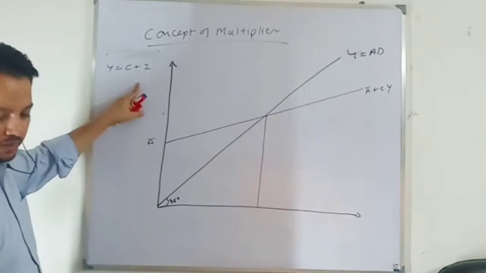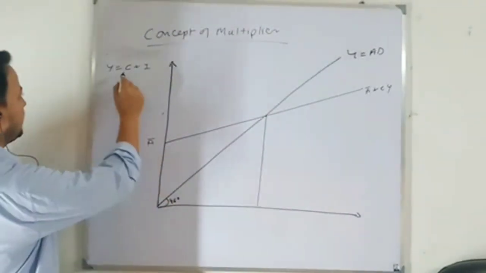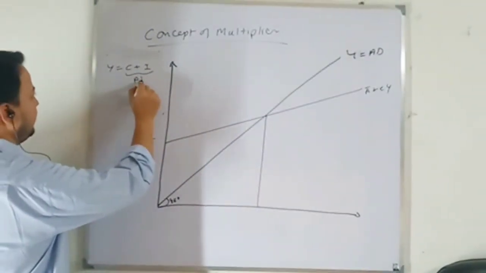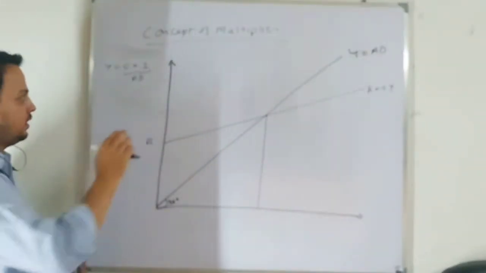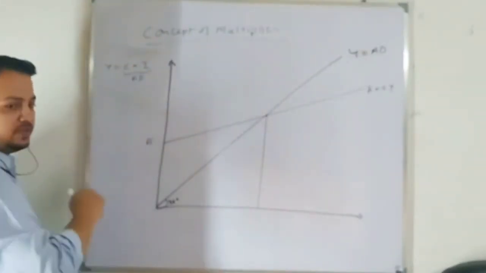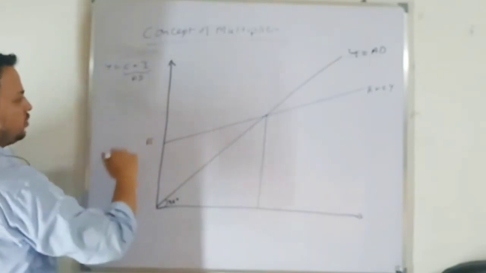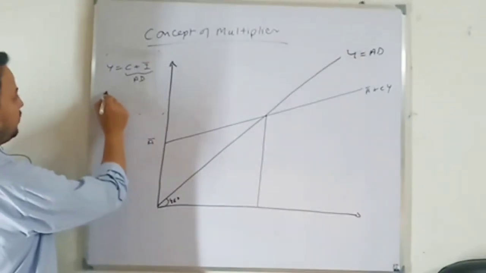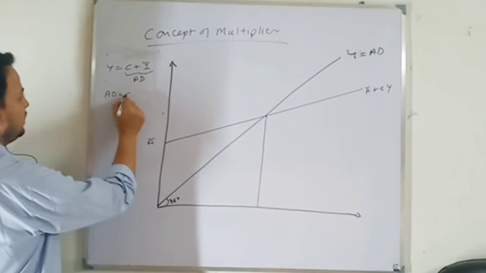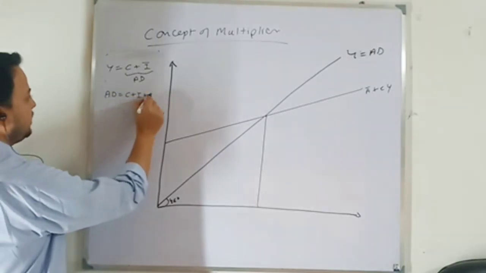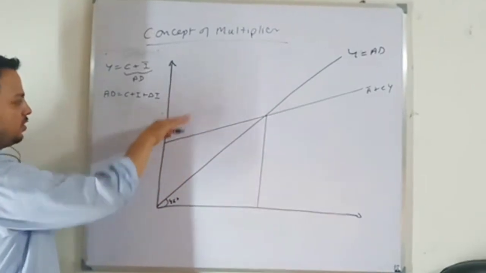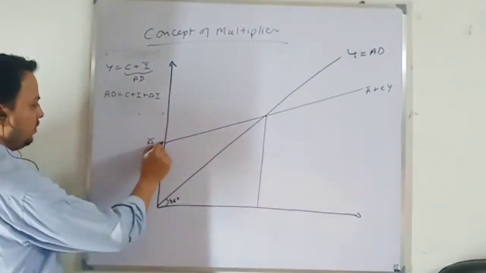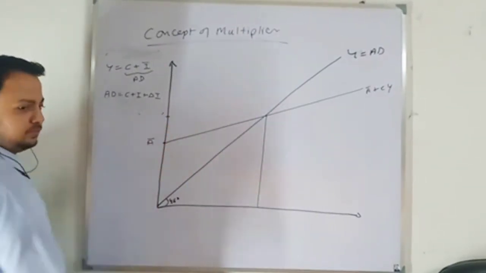This is my aggregate demand for this line, C plus I. Next, I am saying that this autonomous investment increases. So when this autonomous investment increases, what aggregate demand will I have? C plus I plus change in investment. So this schedule will shift up. Why? Because this term will be higher.